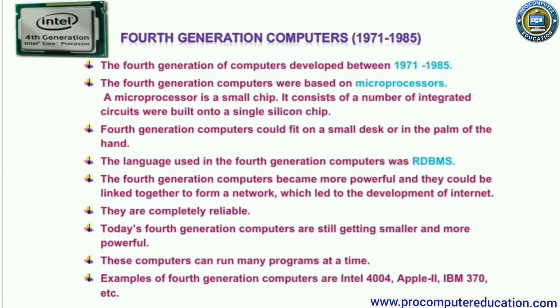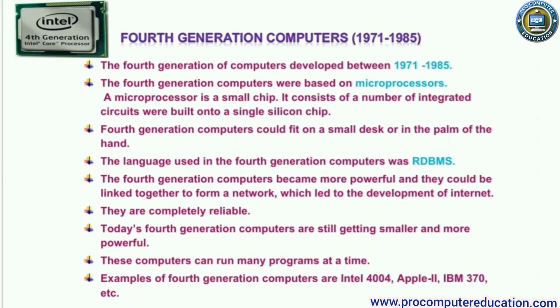The fourth generation of computers developed between 1971 to 1985. The fourth generation computers were based on microprocessors. A microprocessor is a small chip. It consists of a number of integrated circuits built onto a single silicon chip. Fourth generation computers could fit on a small desk or in the palm of the hand.